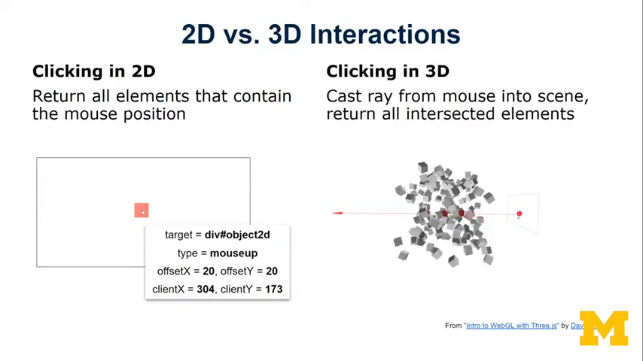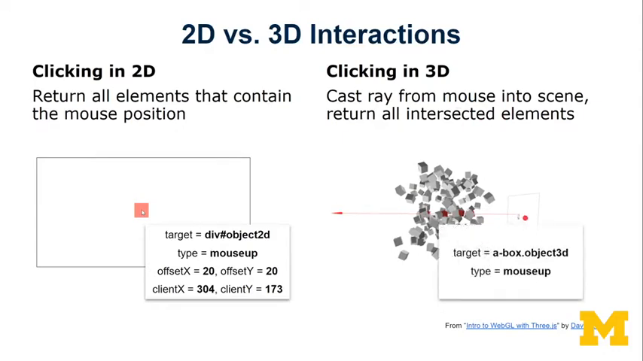And you're shooting from that cursor position a ray into the scene. Bam! And then you see which of these objects are intersected. And so you cast a ray from the mouse into the scene and return all the intersected elements. Those are the ones that you would be clicking in 3D.